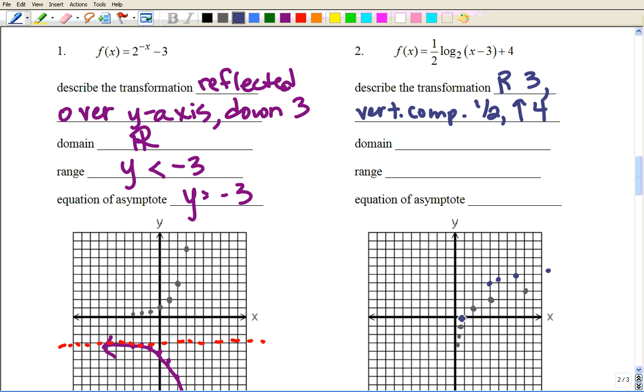We have the point (1/2, -1). Move it to the right 1, 2, 3, vertically compress by 1/2, and then up 1, 2, 3, 4. Now we have the fourth point, (1/4, -2). To the right 1, 2, 3, vertically compress by 1/2, up 1, 2, 3, 4. And you can see where our graph is now.